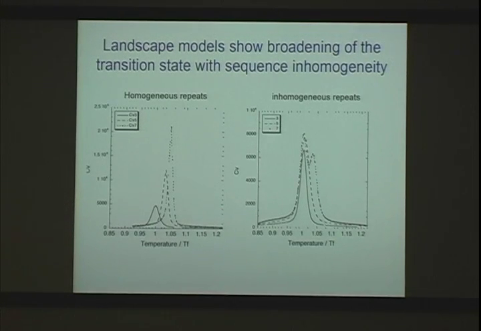Okay, and so these landscape models also show broadening of the transition state with sequence inhomogeneity. We were able to do a lot of different CV plots of consensus repeat proteins and to see that their transition states are very narrow, whereas naturally occurring Ankyrin repeat proteins have broad transition states due to sequence inhomogeneity. So what we're going to do now is take IkB alpha, which is an inhomogeneous repeat protein, and make its repeats more homogeneous by single point mutations.